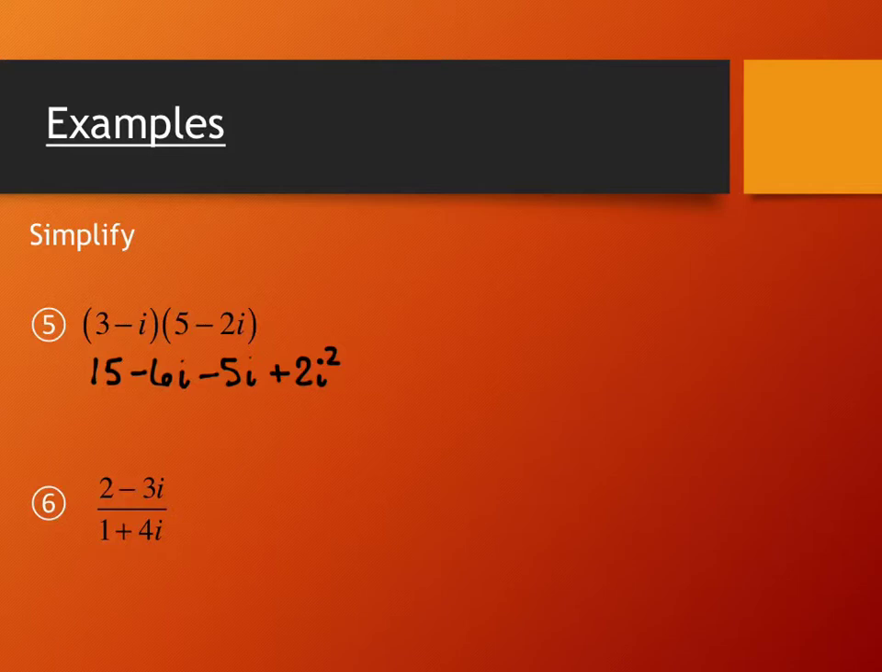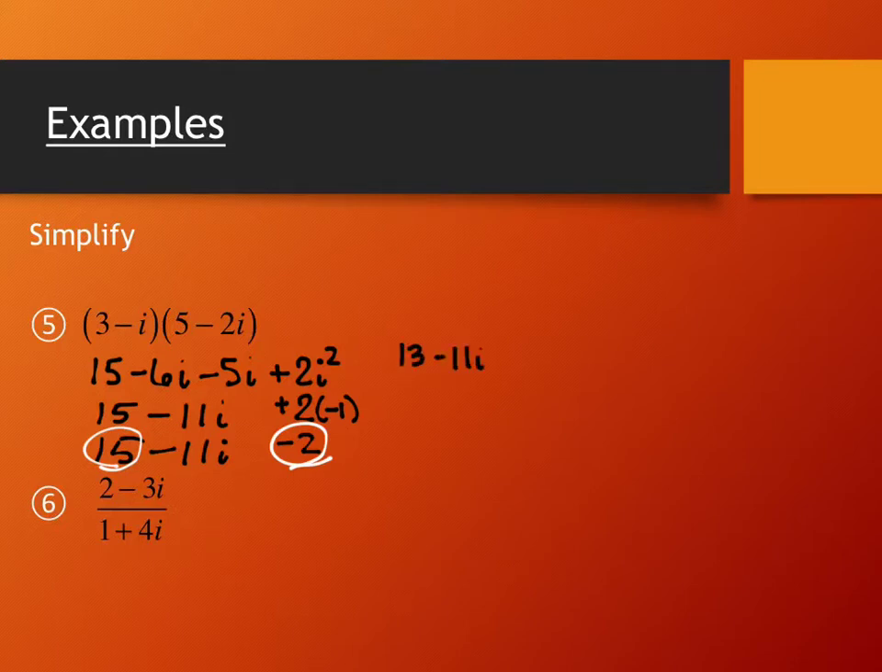And here's the catch. i squared is equal to -1. So we have to change that. This 2 needs to be multiplied by -1. It will become -2 at the end. The pieces before it also can be combined, right? -6i and -5i would be negative 11i. And it also means then that this 15 and this negative 2 can be combined. So I have 13 minus 11i.